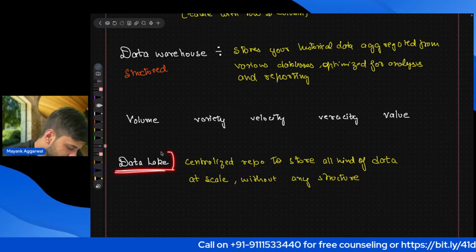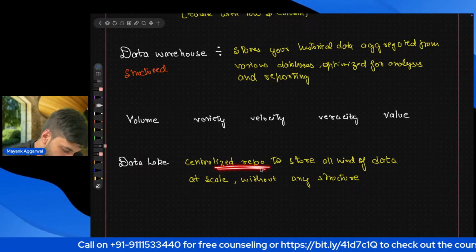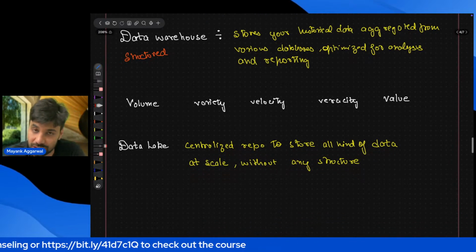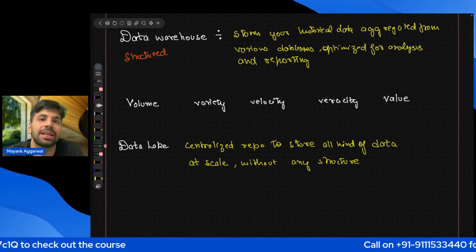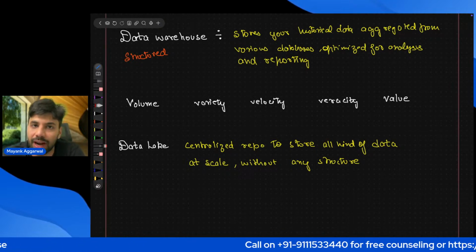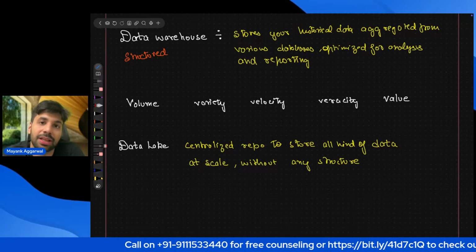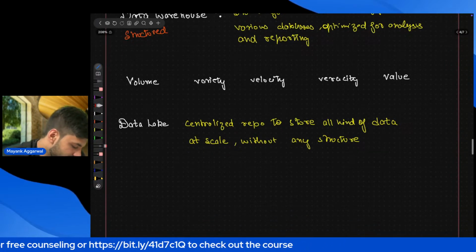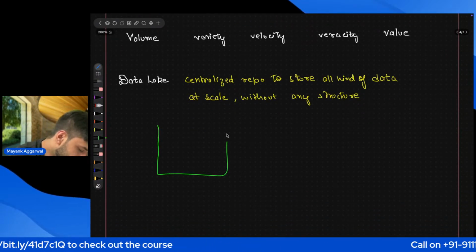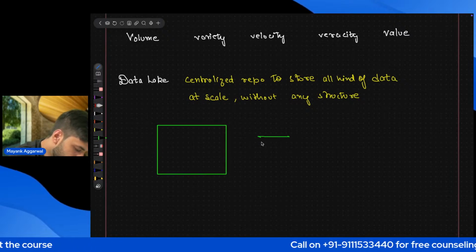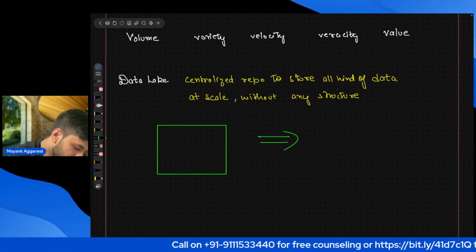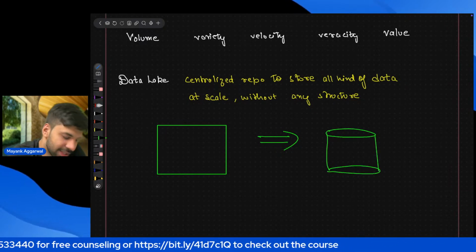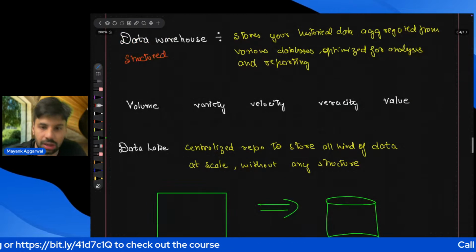Next is data lake. So I was explaining about data lake. It's a centralized repo to store all kinds of data at scale without any structure. The very important thing is that no structure is there. It is created for scale, and so that you can do advanced analytics on top of that. You can take the data from here, process it, and then store it into, let's say, a data warehouse or different DBs. But the idea of a data lake is that it's a scalable system where you can store each and everything.